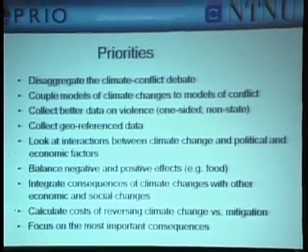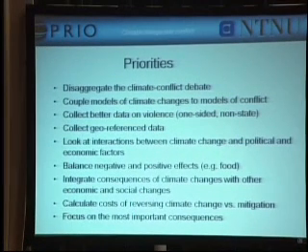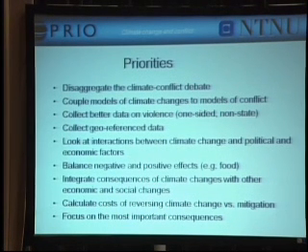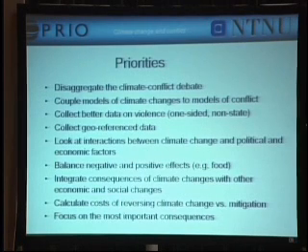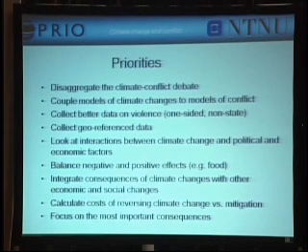Now, what are the priorities in the future research on climate change and conflict? I think the whole debate needs to be disaggregated, so rather than talking about the effects of climate change in general, we need to look at specific causal change, as I tried to do in an earlier graph. We need to couple the models of climate change to models of conflict to be much more specific about what level of sea level rise, for instance, may lead to what level of increased conflict.